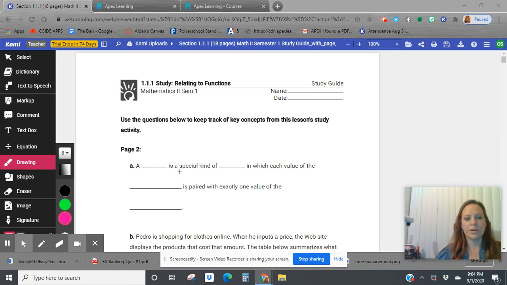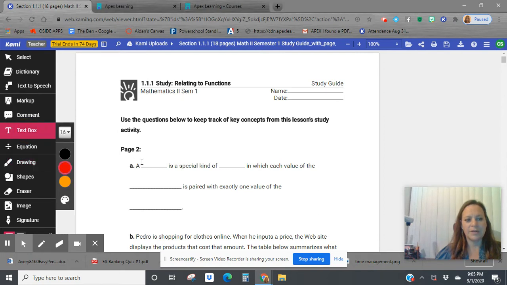All right, let's get started on our section 1.1.1 study guide. I'm using Kami as the PDF writer. You can use any kind of PDF writer or write this in your math notebook, or you can print it and handwrite it. Here we go. I'm going to start with the insert text box function.